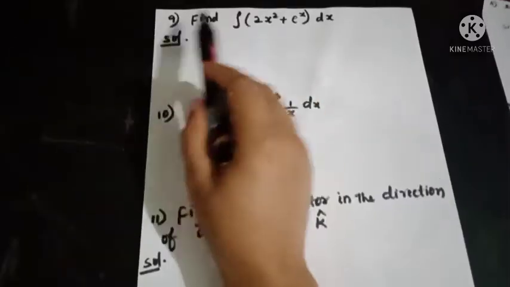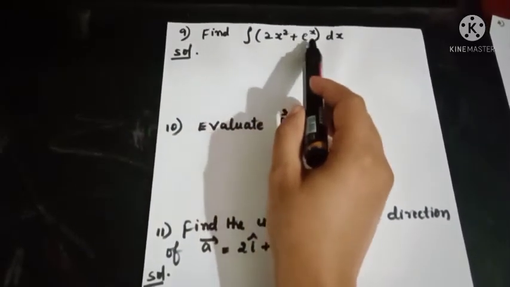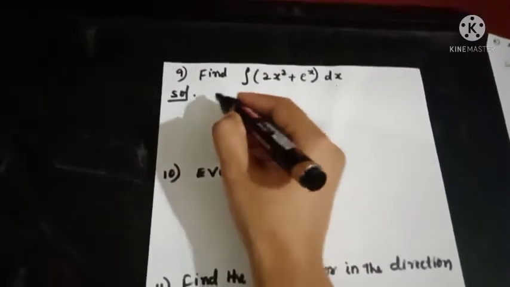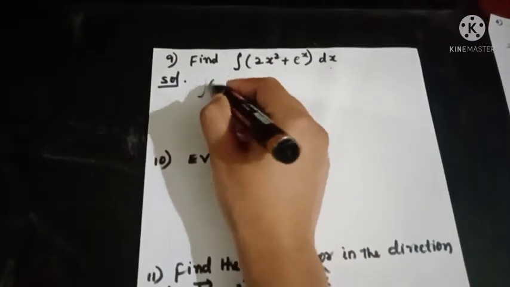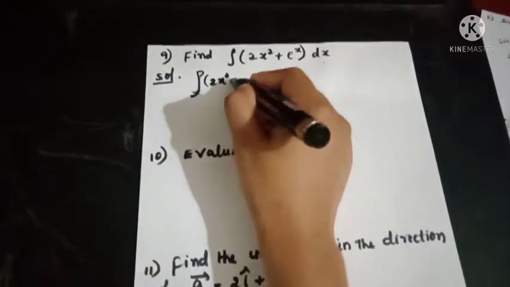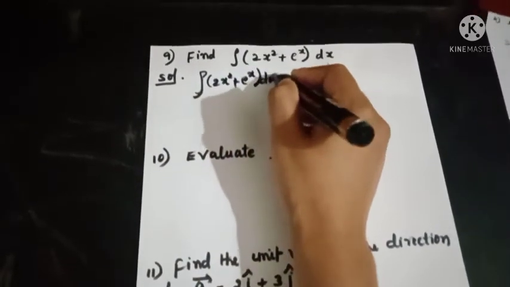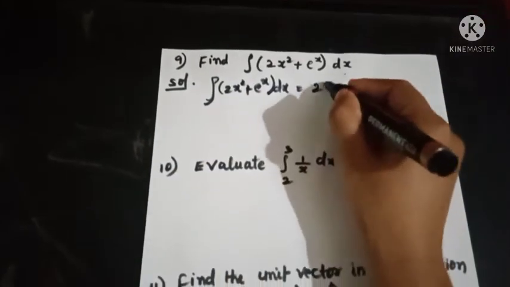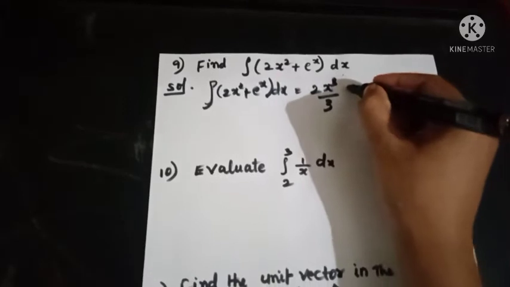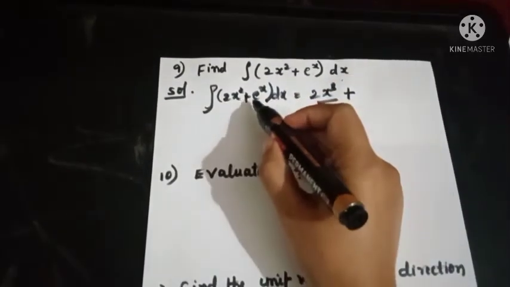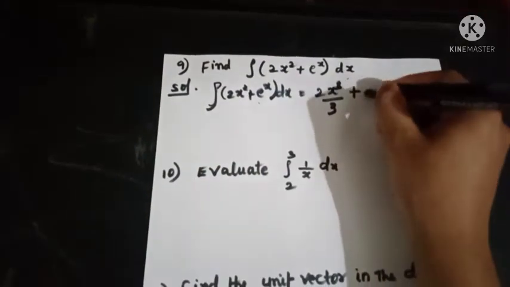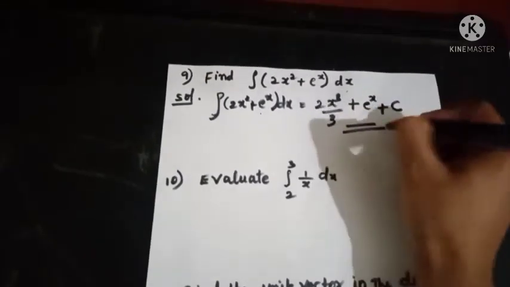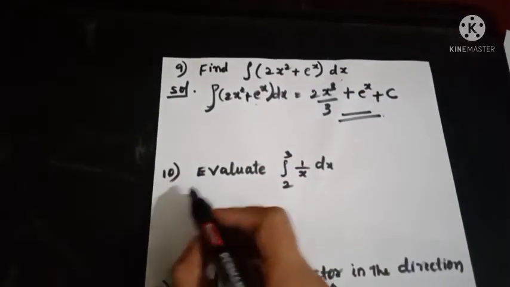differentiation is 2x. Question is find the integration of 2x square plus e to the power of x into dx. The integration of 2x square plus e to the power of x is: integration of x square is x cube by 3, plus integration of exponential function is exponential, plus constant should be written. So this is the integration of this solution.